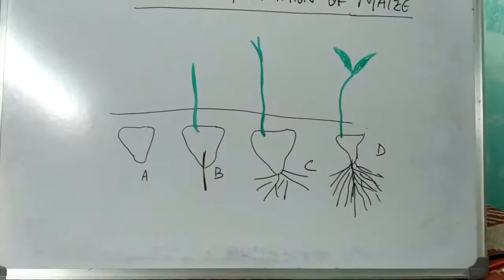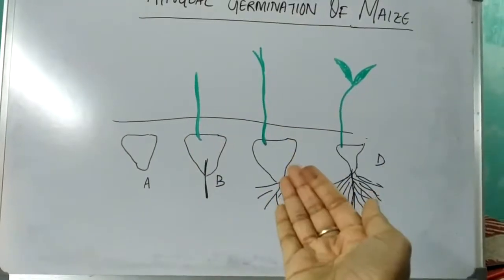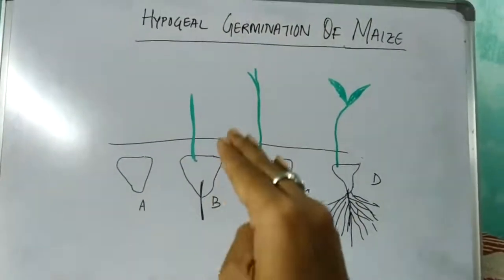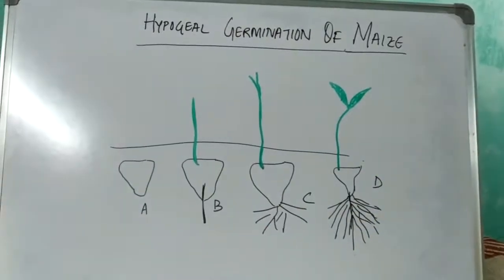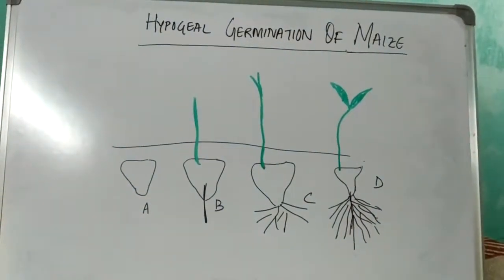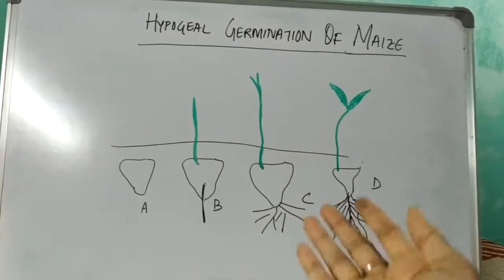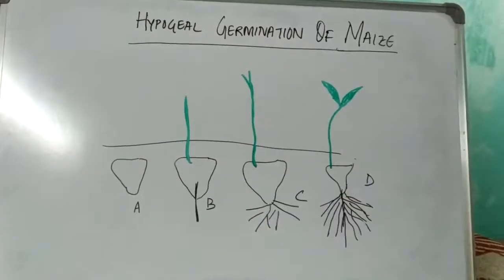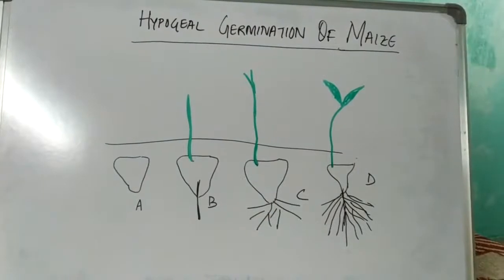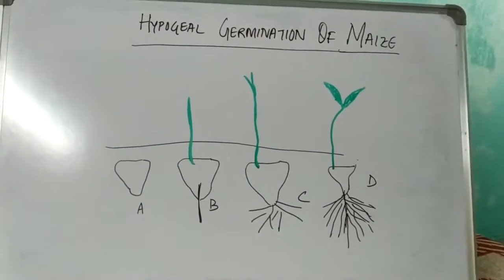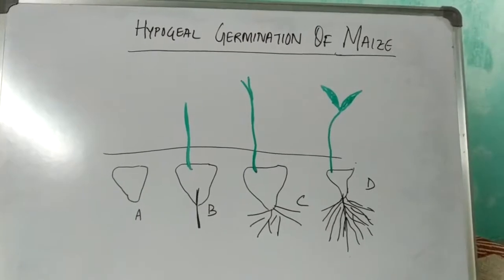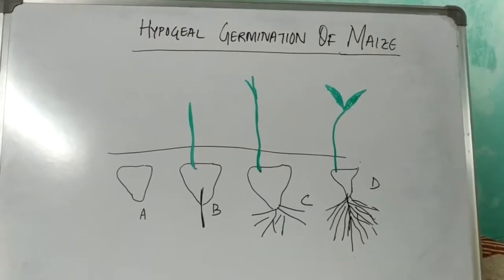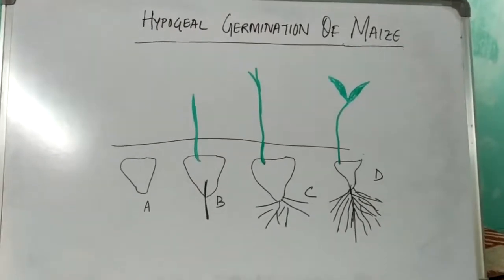Then after that what happens? Either the epicotyl or the hypocotyl elongates. If the epicotyl elongates, then the cotyledon will remain underground and it will be known as hypogeal germination. But if the hypocotyl elongates faster than the epicotyl, then what will happen? It will bring the cotyledon above the ground, and at that time the cotyledon will serve as the first photosynthetic leaf in that plant, and that type of germination will be known as epigeal germination. So students, I hope you have understood up to this.